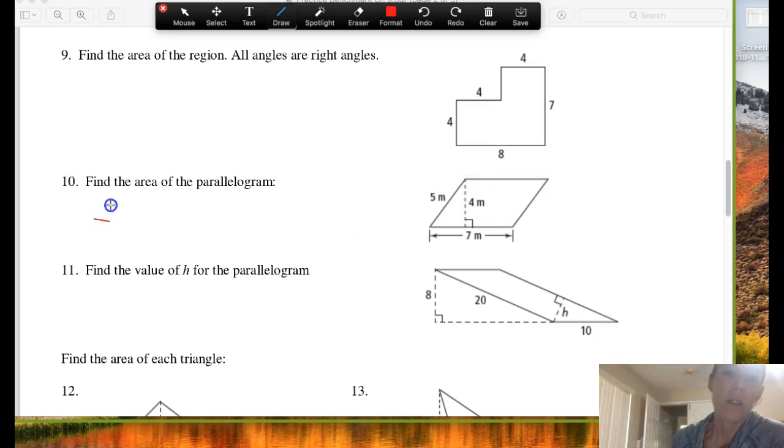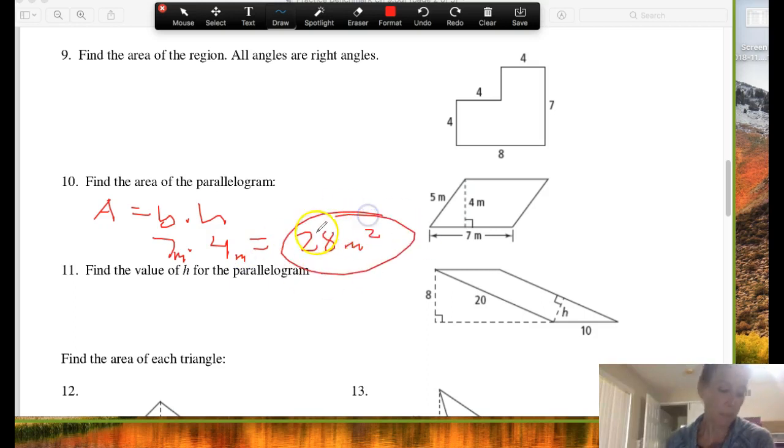To find the area of this parallelogram, I just do base times height. So the base is going to be 7 times 4, and that's going to be 7 meters times 4 meters, meters squared. It's going to be 28 meters squared, and that's a simple one. All right, let's look at 11.